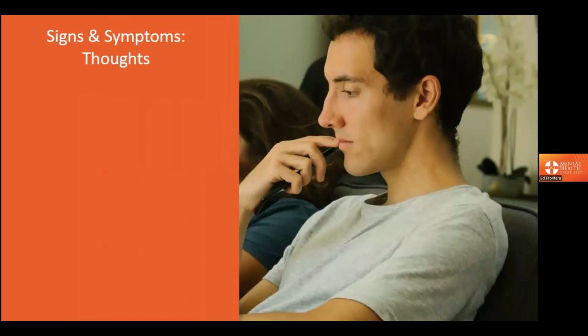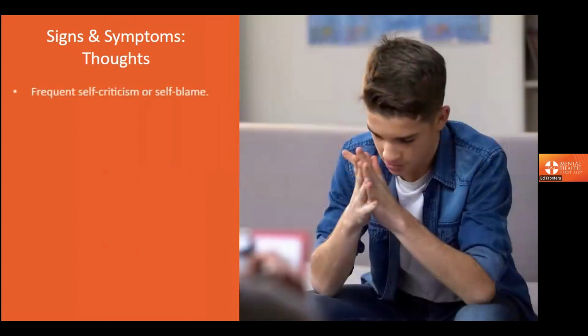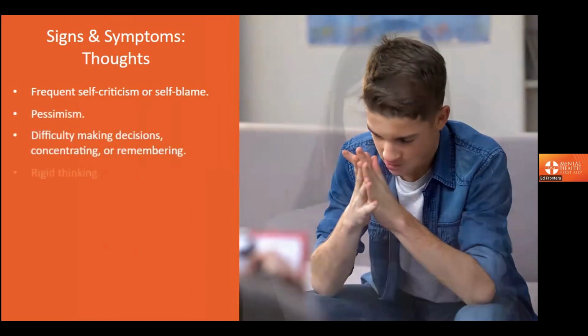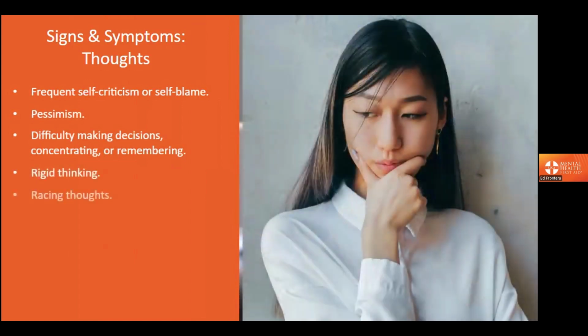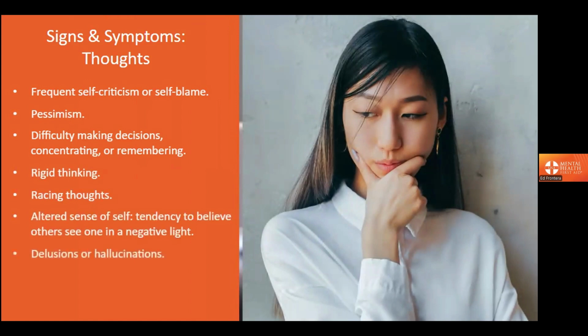Unlike behaviors, thoughts are not observable. A youth will have to tell you what and how they are thinking. Still, there are signs that a youth is experiencing a change in their thoughts. As a first aider, you might notice frequent self-criticism or self-blame, pessimism, difficulty making decisions, concentrating or remembering, rigid thinking, racing thoughts, altered sense of self, tendency to believe others see one in a negative light, delusions or hallucinations, odd ideas, thoughts of death and suicide.